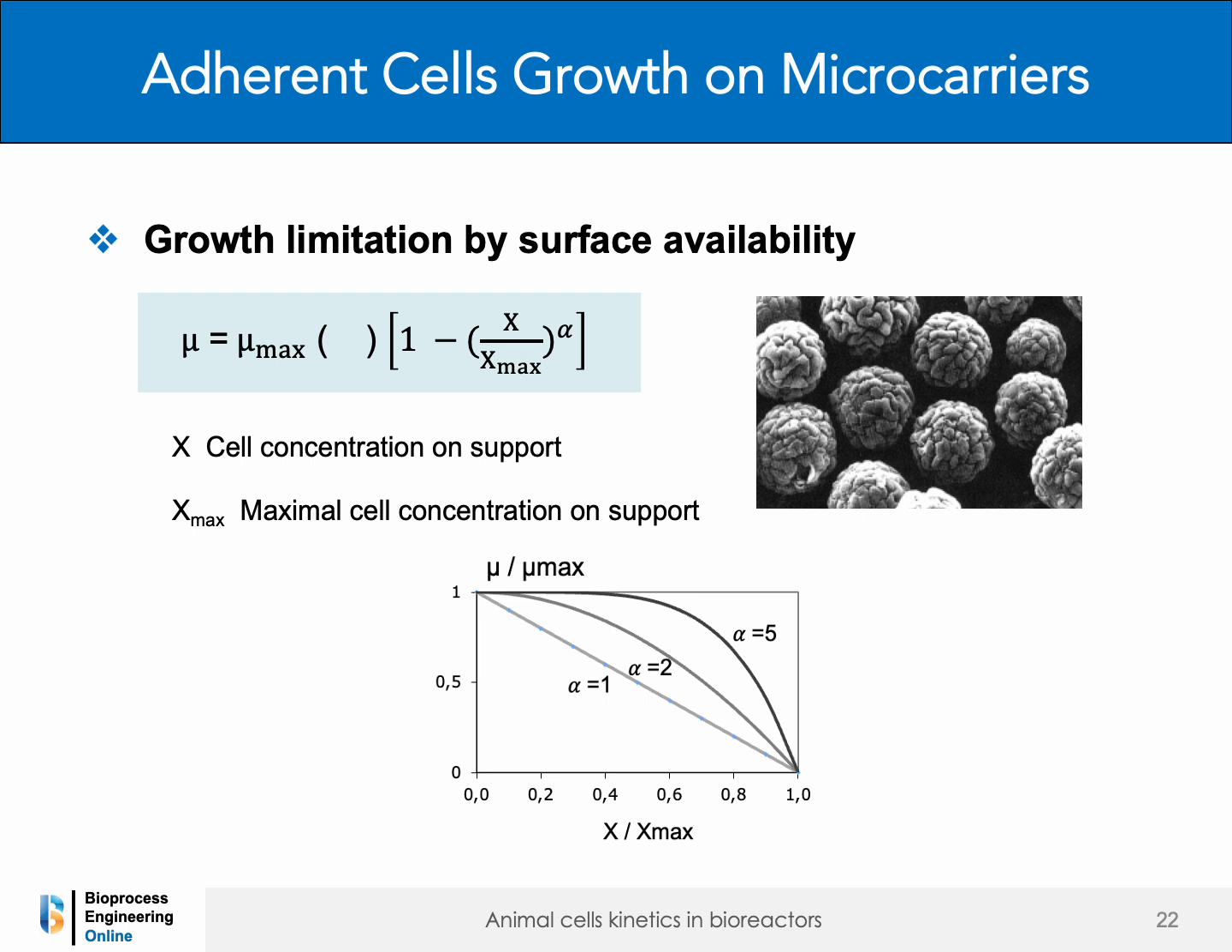The exponent alpha, which is greater than 1, controls how sharply the growth rate decreases as confluence is approached. The graph illustrates this behavior for 3 values of alpha: 1, 2, and 5. As the value of alpha increases, the growth rate remains close to its maximum for longer, then decreases more abruptly near confluence.